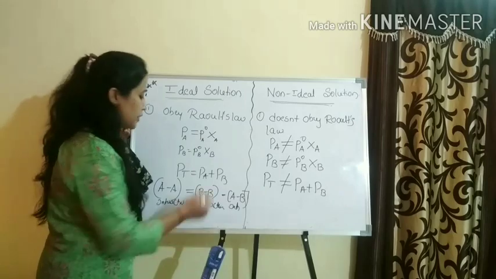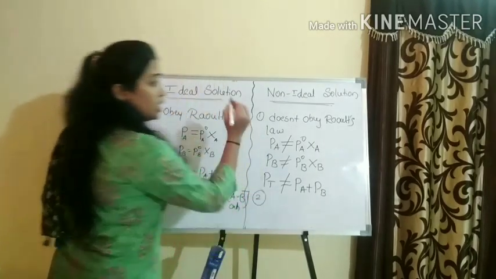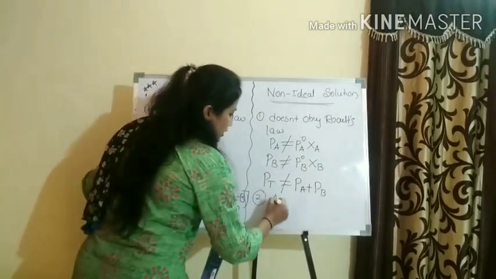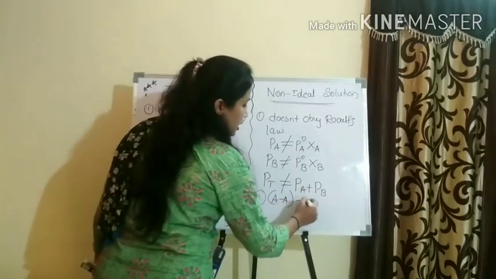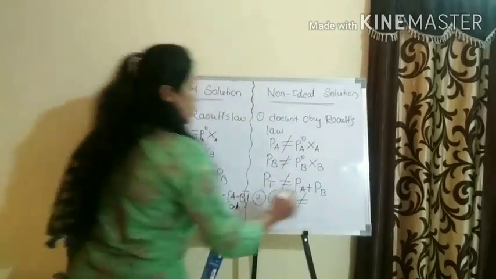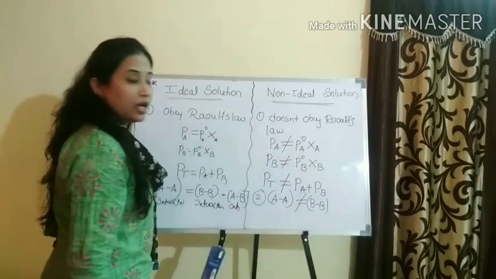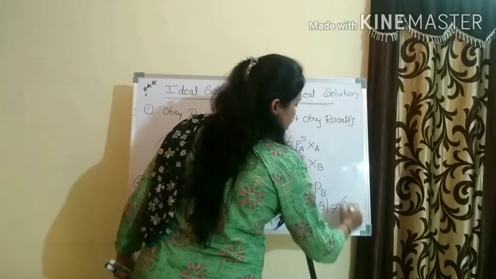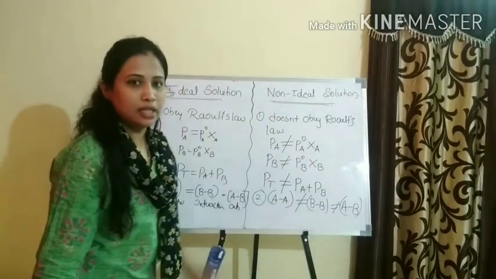Quite simple, okay. So this is another condition. But here, what happens in a non-ideal solution? What are they going to tell? The AA interaction may not be equal to the BB interaction, which may not be equal to the AB interaction. This is according to the non-ideal solution.